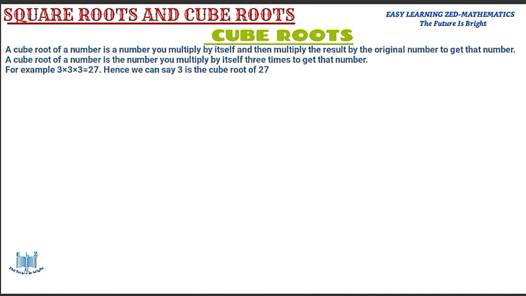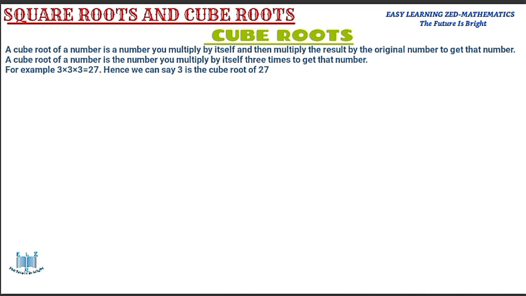So I've multiplied 3 by 3, which has given me 9. Then I multiply the result, 9, by 3, the original number, which gives me 27. So that is a cube root. A cube root is a number you multiply three times by itself in order to get a cube.